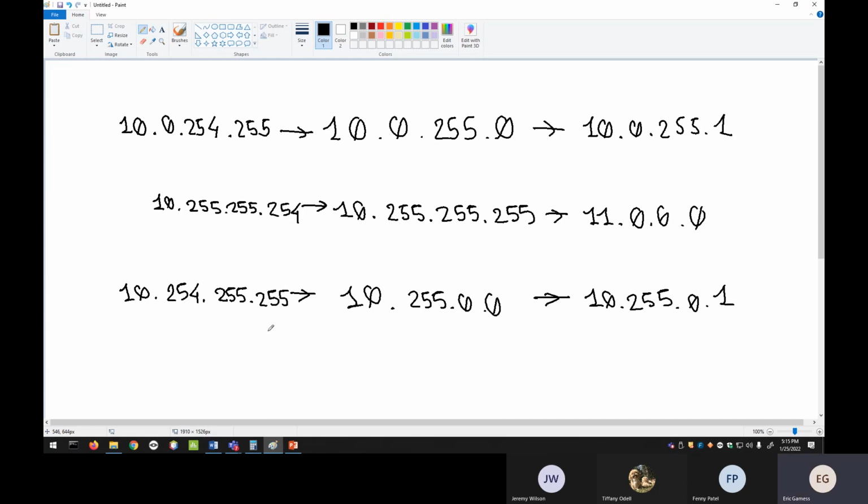Add 1 to this number. If I add 1 here, I will get 256. So 256, I have to put 0 and there is a carry. Okay, 255 plus 1, it will be 256. I cannot put 256. So I'm going to put 0 and there is a carry. 254 plus 1 is 255. And 10 is 10. So if I add one IP address to this one, I arrive to this one. Okay?